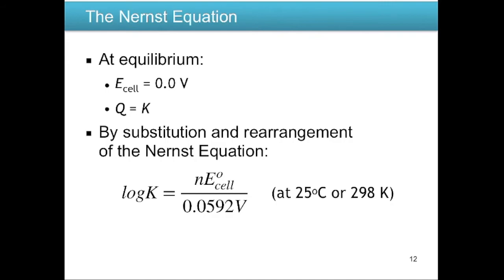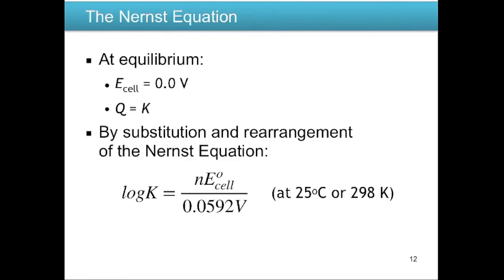And remember, at equilibrium, reactions are still proceeding in the forward and reverse direction. There is just no net change in the concentrations of products and reactants, right? The concentrations of products and reactants remain constant. So if there's no net change, there's no electrical energy available to do any useful work, because any electrons that are flowing one way will be counteracted by electrons flowing the other way.